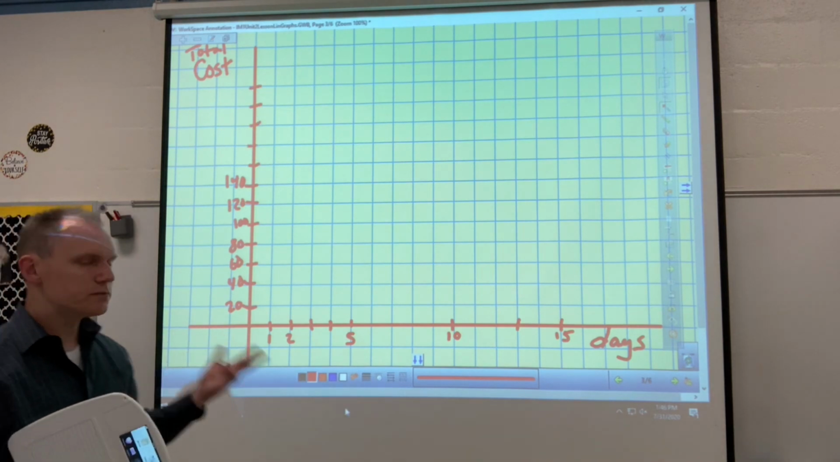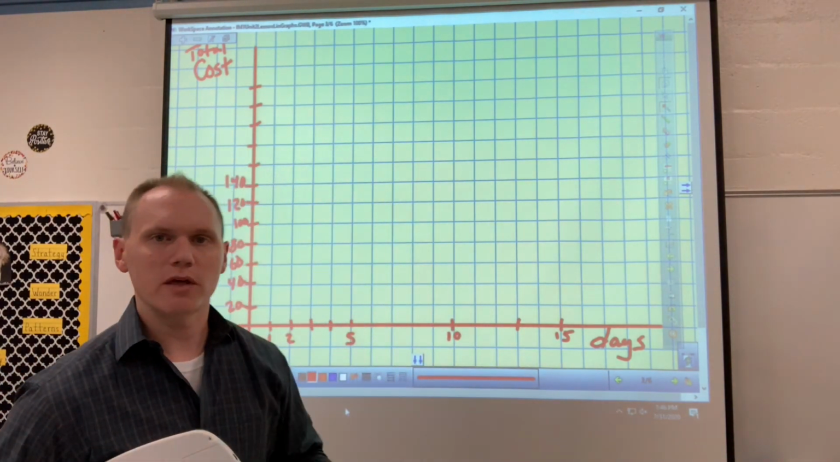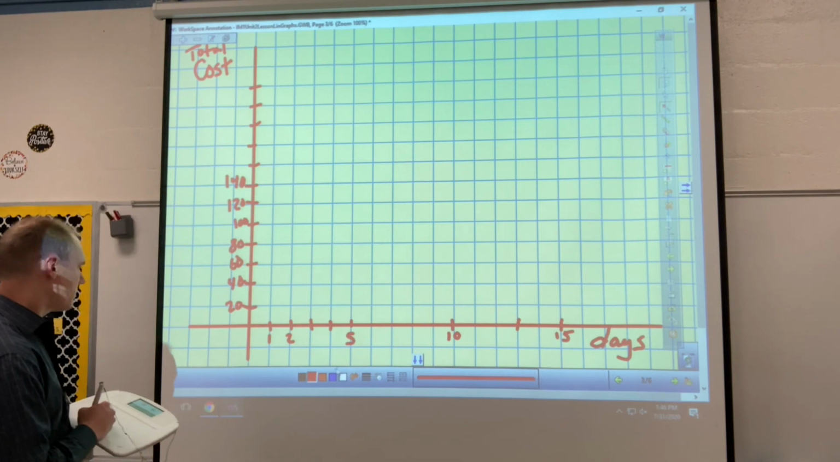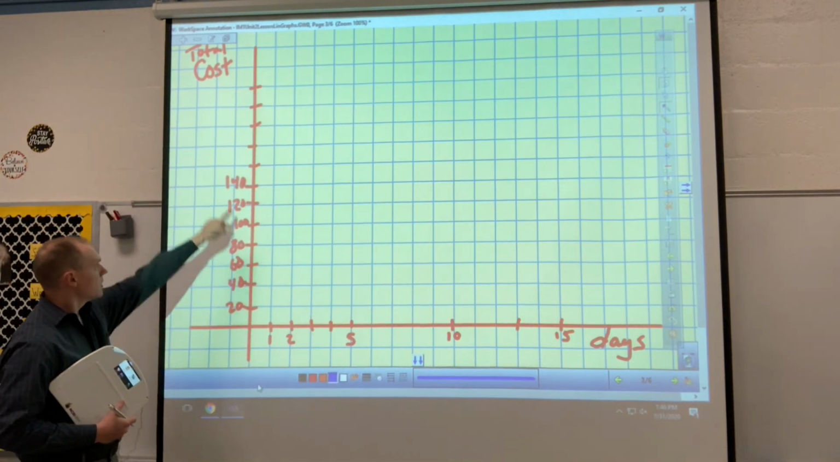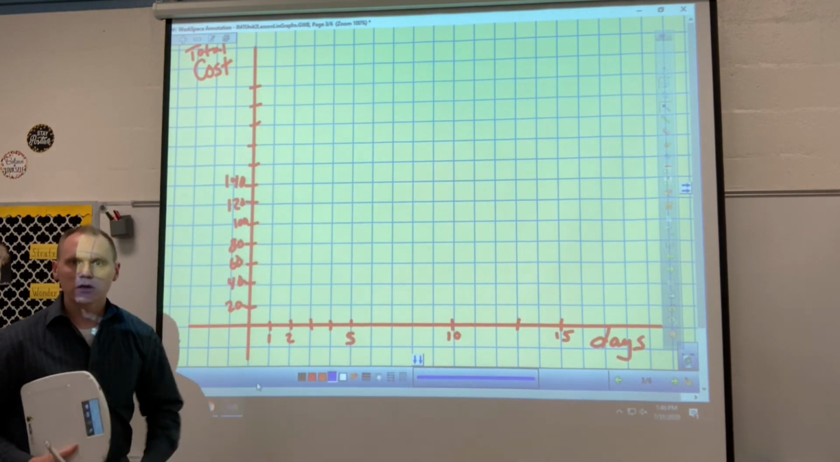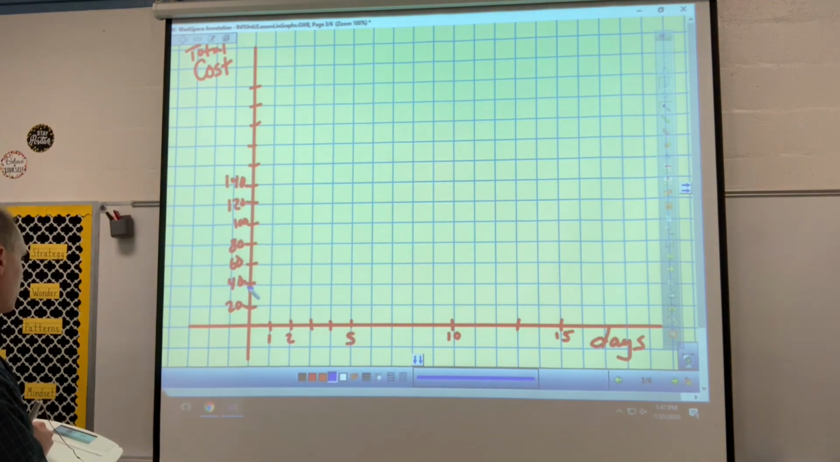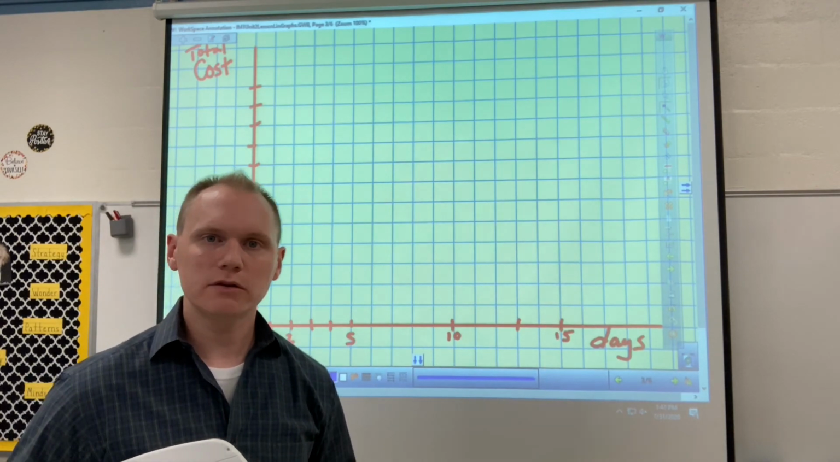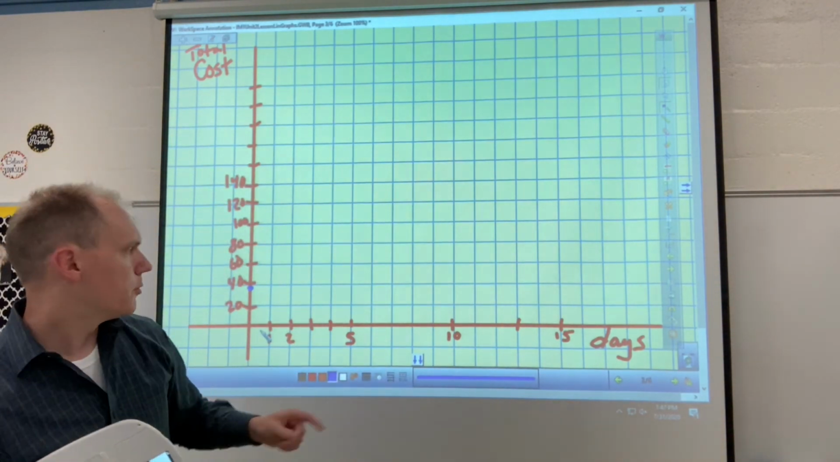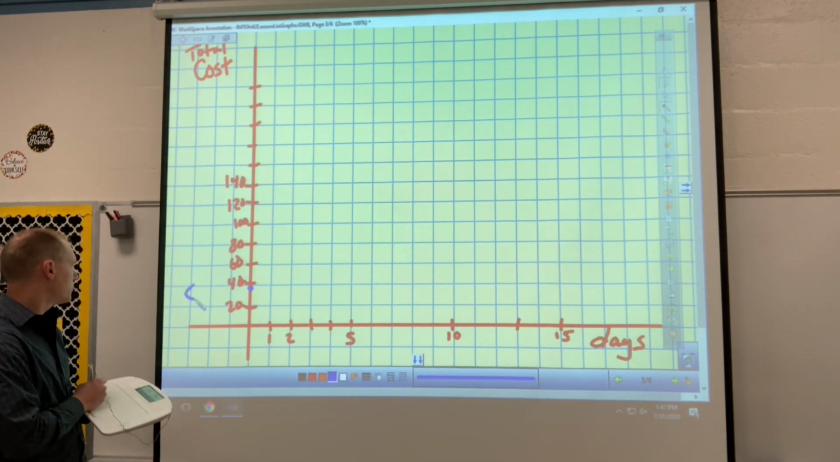Okay, so let's map this out here. So if we rent it for 0 days, then we're going to pay $38, right? So my graph's not going to be perfect here, but 0 days, that's right here, right? On our y-axis. So at 0 days, we're going to pay $38. So I'm going to put a point right here. And that is what we call our y-intercept. Our y-intercept is the point at which it crosses the y-axis. So our y-intercept here is the point (0, 38).